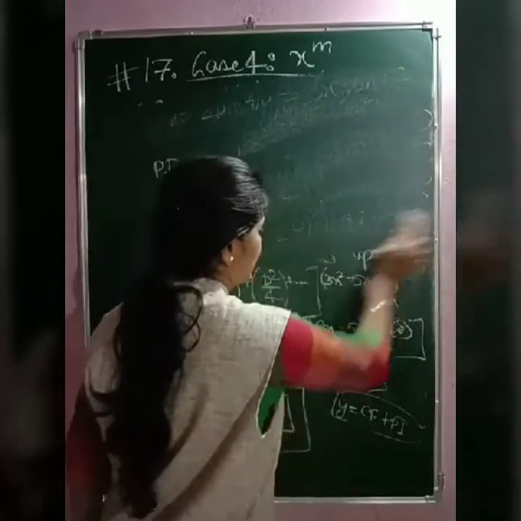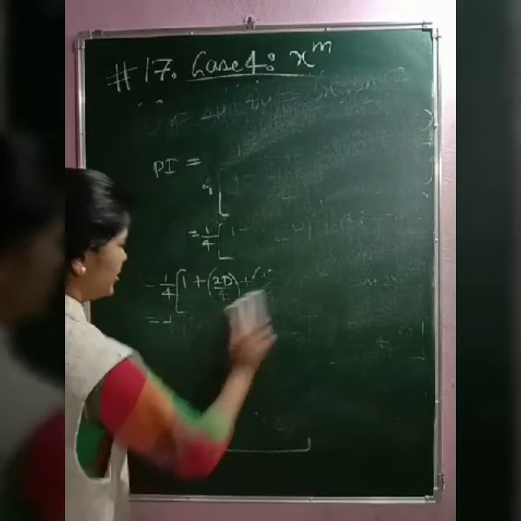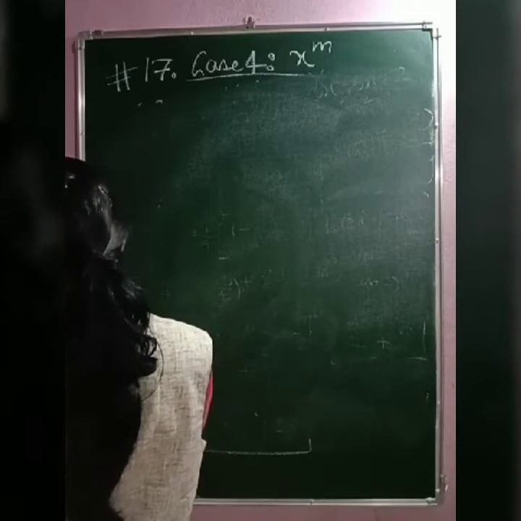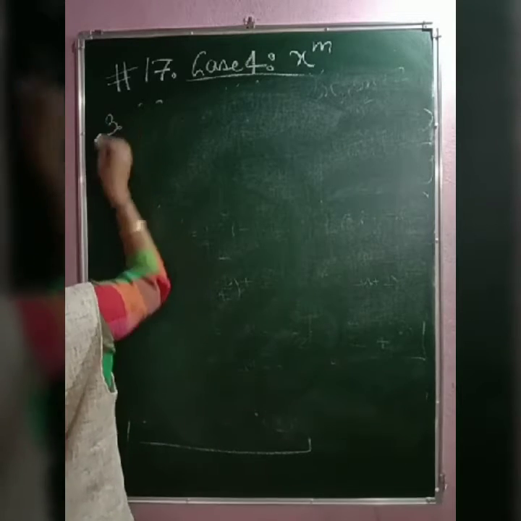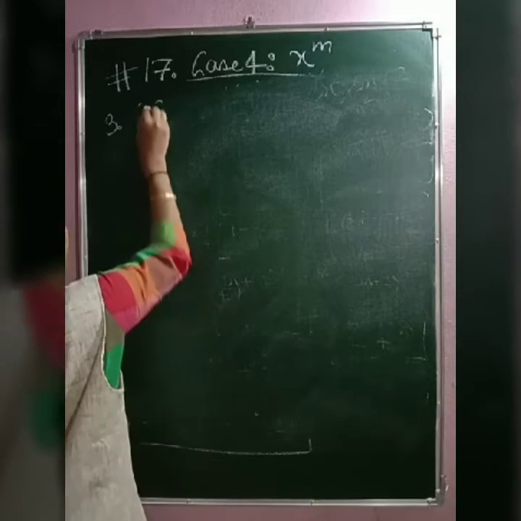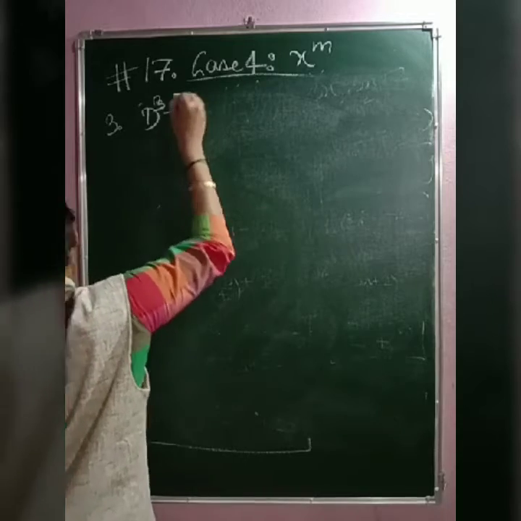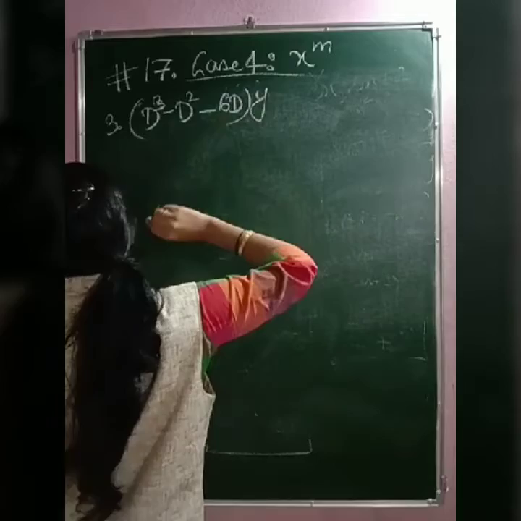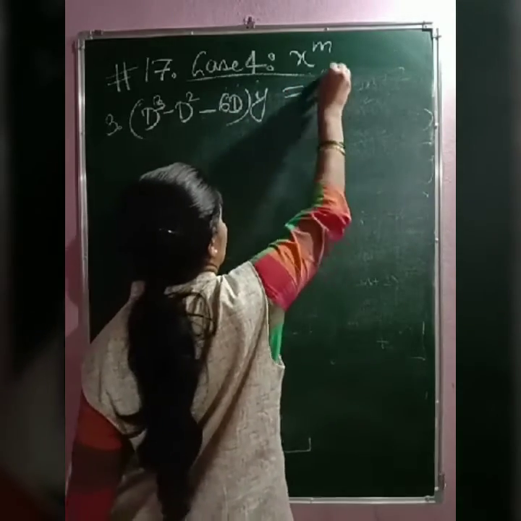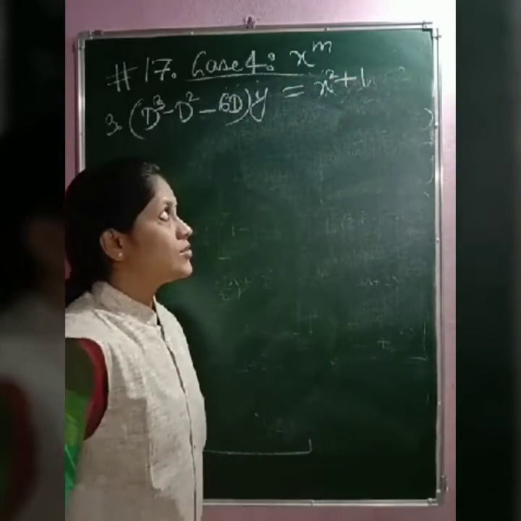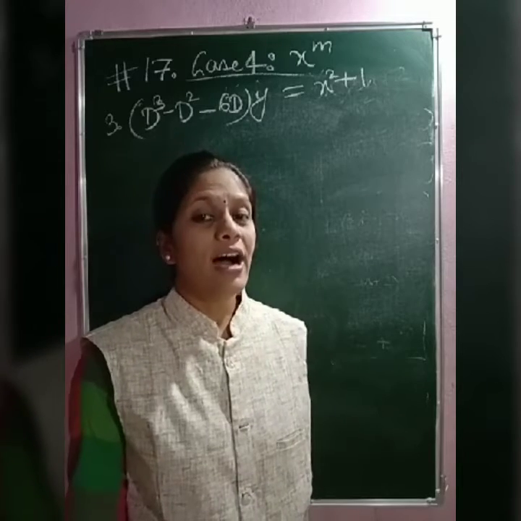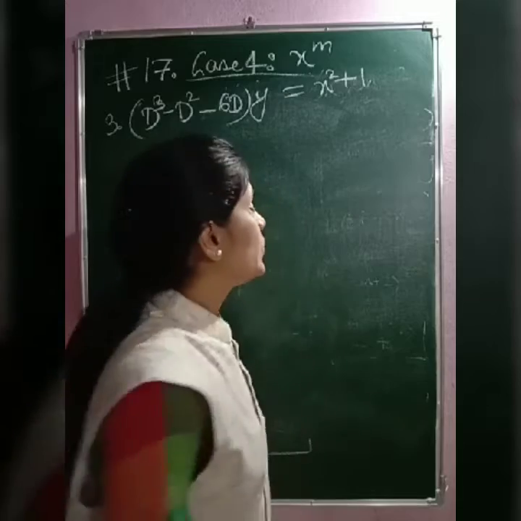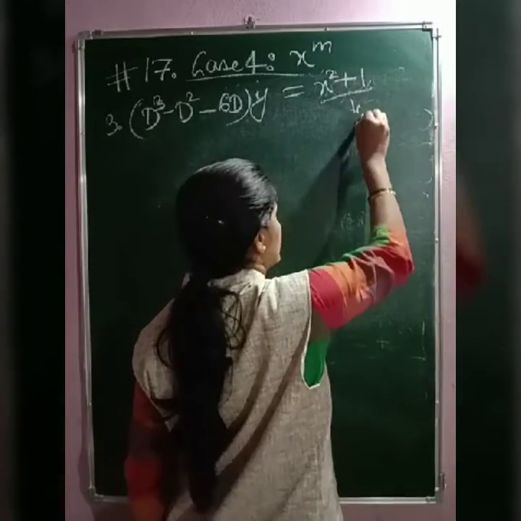Let us solve one more last example in this session. So, question number 3 has been given as: solve D cube minus D square minus 6D of y equal to x square plus 1. As soon as we see this question, we understand it is algebraic, that is, x power m. So up to D square only you have to expand.